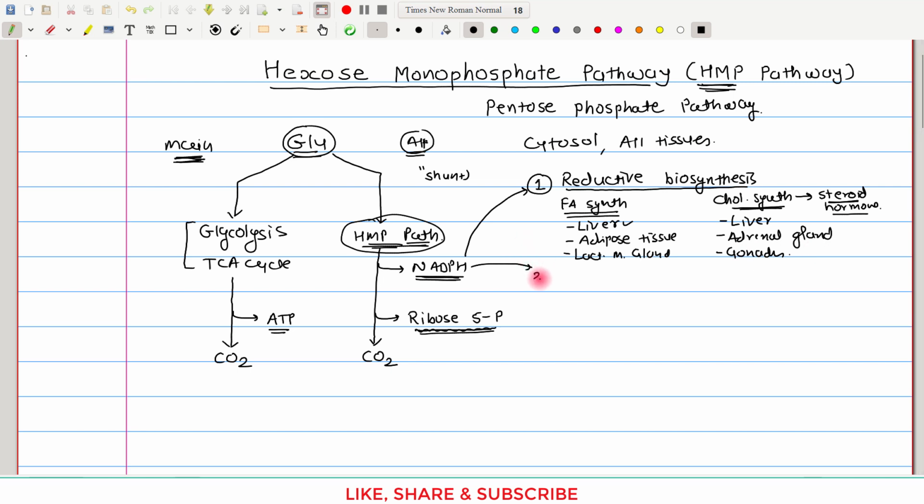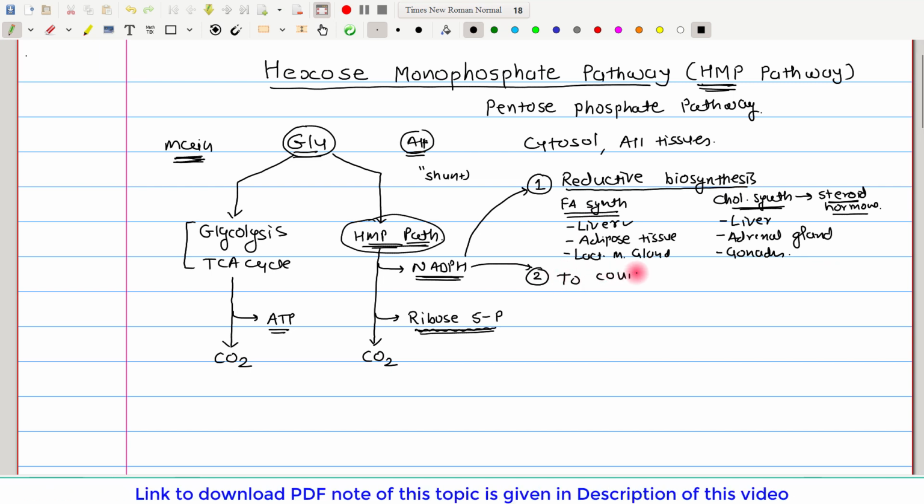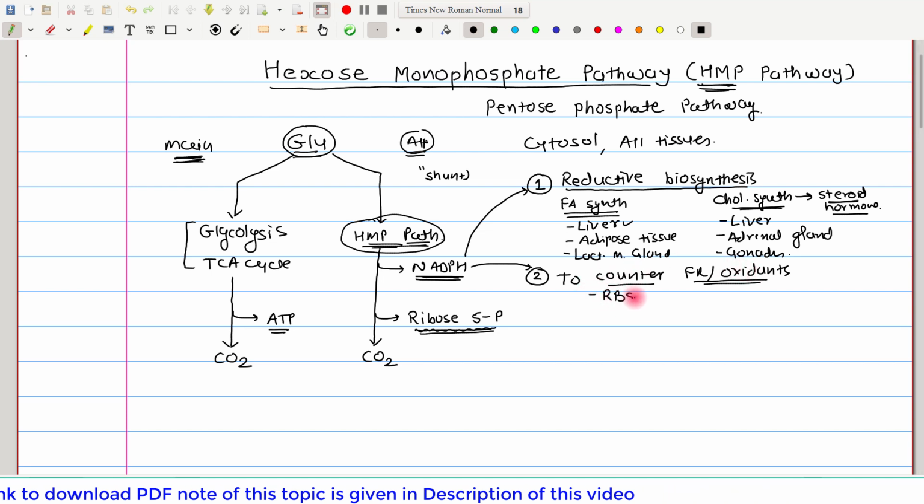The second important function of NADPH is to counter free radicals or oxidants. To counter free radicals and oxidants, it is required by all tissues. However, it is most important at three places. The first one is RBCs, that is red blood cells or erythrocytes. The second one is the lens and the third one is the cornea.